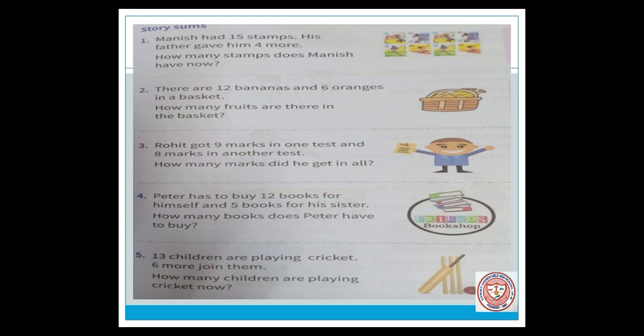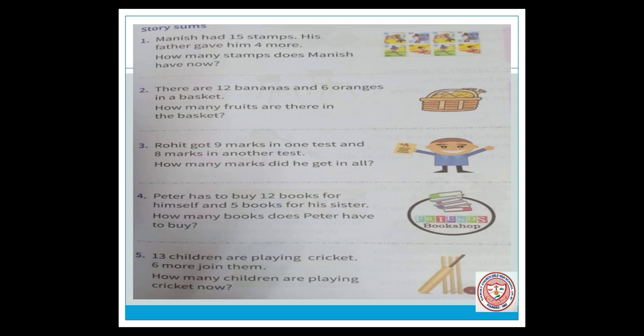So, we are done with revising story sums and now practice the following sums. Manish had 15 stamps. His father gave him 4 more. How many stamps does Manish have now? Number 2. There are 12 bananas and 6 oranges in a basket. How many fruits are there in the basket? Number 3. Rohit got 9 marks in one test and 8 marks in another test. How many marks did he get in all?